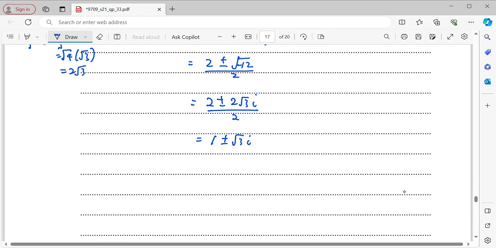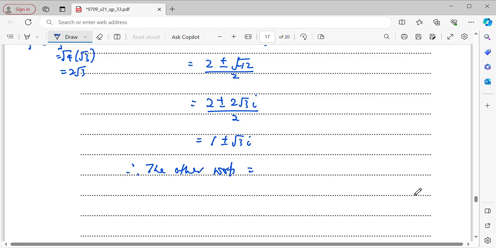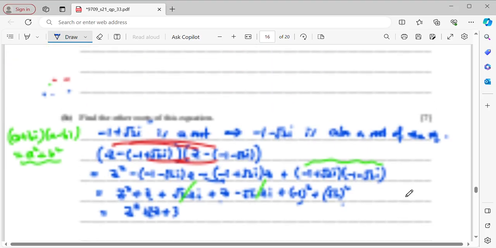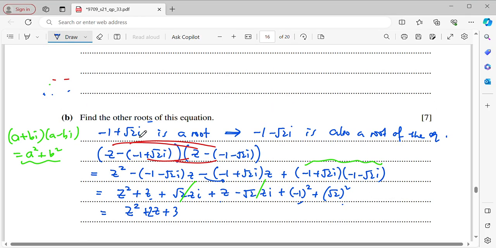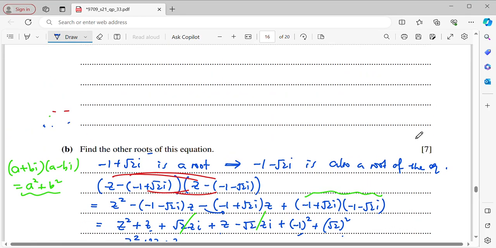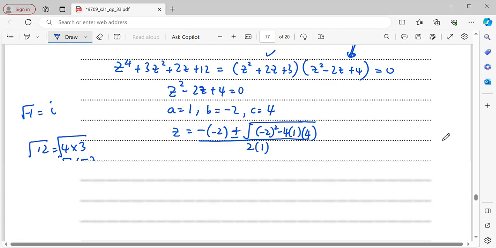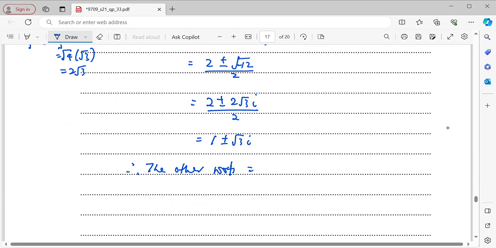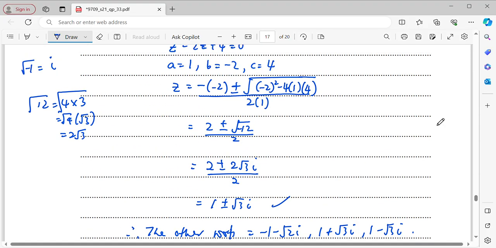Okay, so the other roots will be, just now you were given negative 1 plus square root 2i. That means my first other root will be negative 1 minus square root 2i. And then followed by these two complex roots. It will be 1 plus root 3i followed by 1 minus root 3i. So this is the solution of this part.